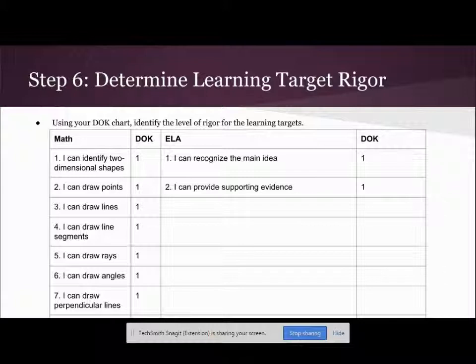I'm choosing DOK level 1 for the learning targets for ELA. And looking at the first one, I can recognize the main idea. Well, recognize the verb would definitely mean level 1, but it's not just about the verb. It's thinking about the basic ideas that students need to have, the understanding of the concept.